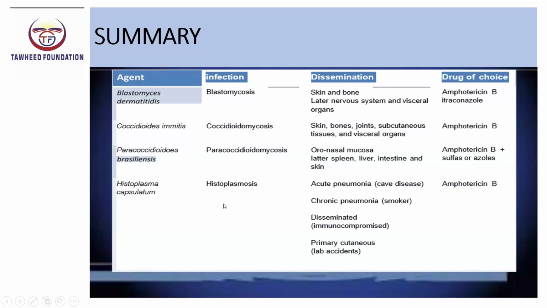Histoplasma capsulatum causes the infection histoplasmosis. Its forms are acute pneumonia, which is called cave disease, chronic pneumonia in smokers, disseminated in the immunocompromised, and lastly primary cutaneous. The drug of choice is amphotericin B. For laboratory diagnosis of Histoplasma capsulatum, tissue biopsy specimens or bone marrow show several oval yeasts within macrophages microscopically.